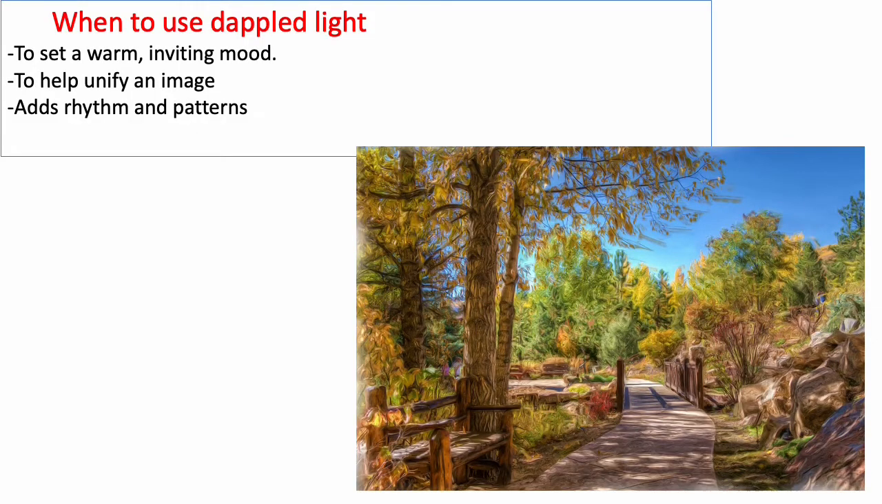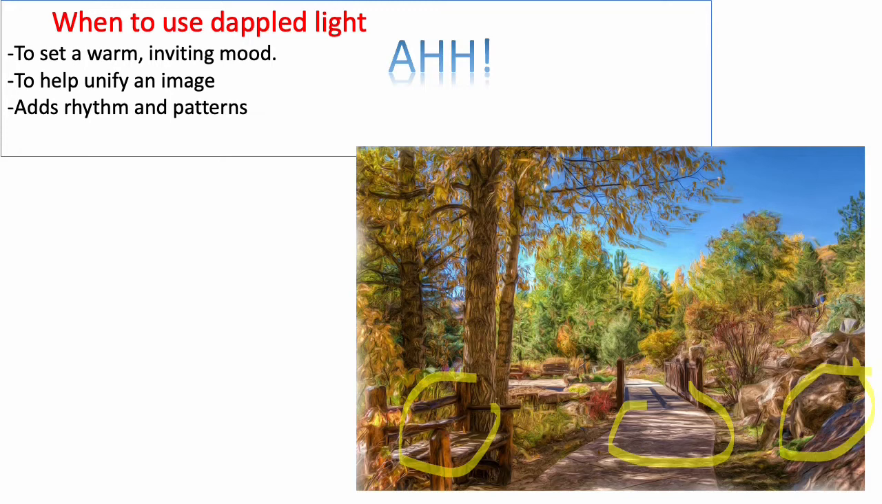So when should we use dappled light? It sets a warm, inviting mood, maybe because it reminds us of sitting under a tree on a sunny summer day. You just want to say, ah. It helps unify an image, like bringing together the bench, the path, and the rocks. It adds rhythm and patterns, usually best over simple objects without their own patterns.